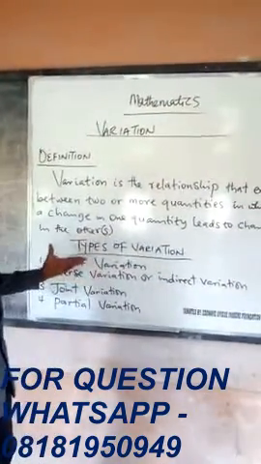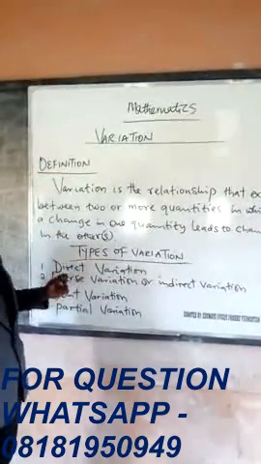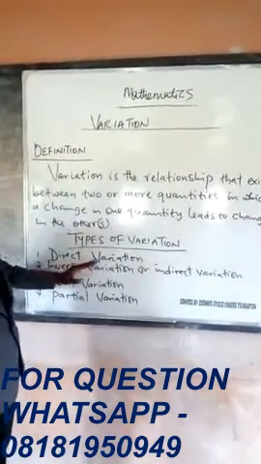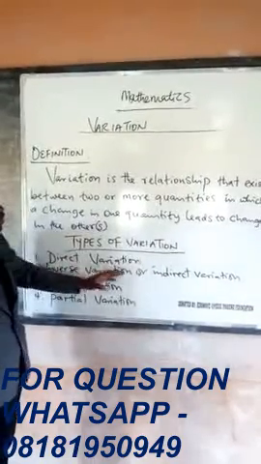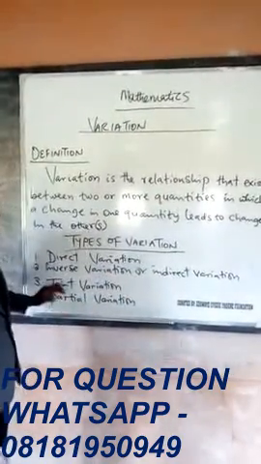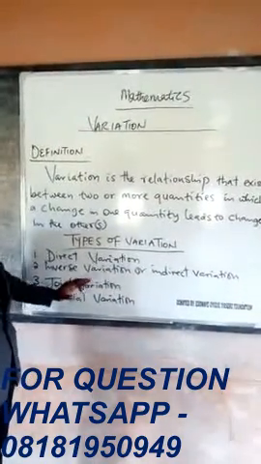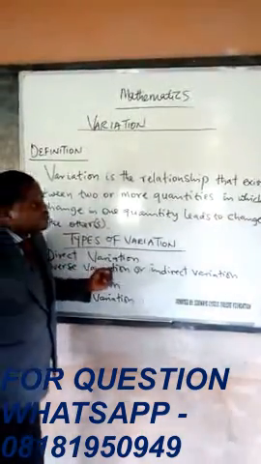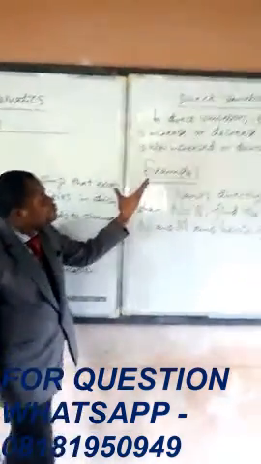Now we go to types of variation. We have four types of variation, which are the direct variation, the inverse variation or indirect variation, the joint variation, and the partial variation. We are going to study them one after the other. We are starting with the direct variation.